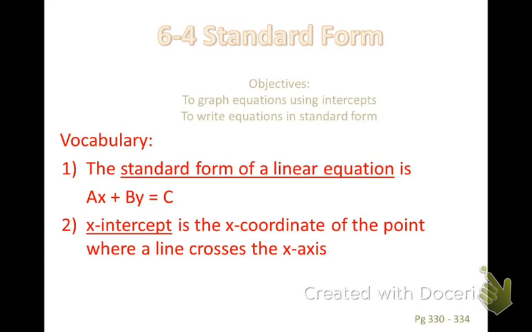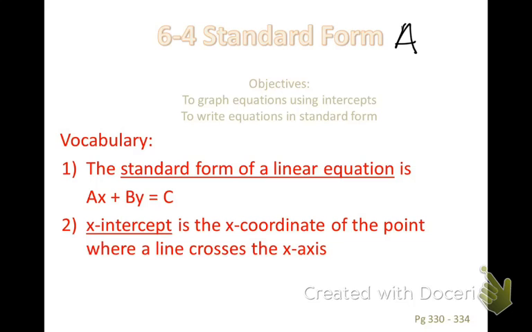Lesson 6-4. This lesson is going to be split up into two parts. So this is going to be lesson 6-4 A. And on these objectives, we're going to graph equations using intercepts. And then the next lesson is going to write equations in standard form.